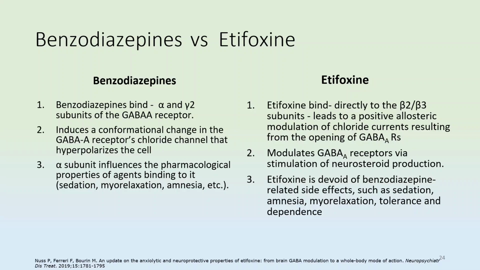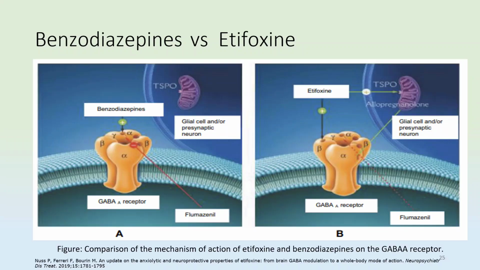The alpha subunit influences the pharmacological properties of the agent binding to it, which causes sedation, relaxation, and amnesia. Etifoxine is devoid of benzodiazepine-related side effects such as sedation, amnesia, myorelaxation, and tolerance and dependence. Here there is a comparison of mechanism.